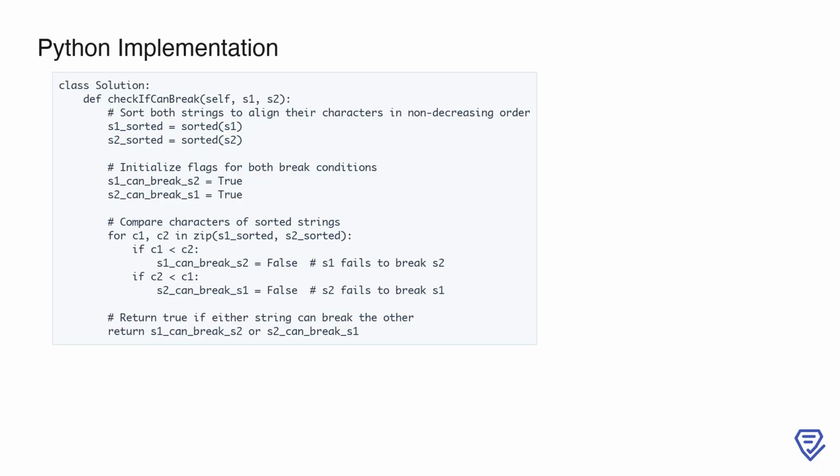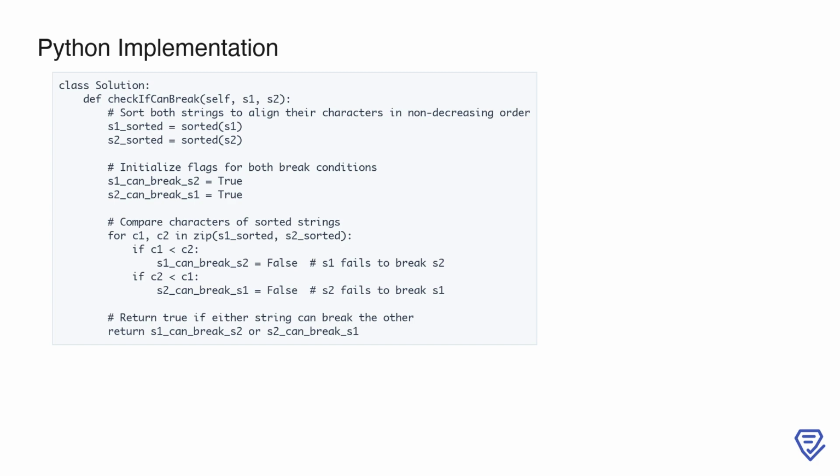A loop iterates through the characters of both sorted strings simultaneously using the zip function. For each pair of characters, if a character from S1 is smaller than the corresponding character in S2, S1 cannot break S2, and the flag s1_can_break_s2 is set to false. Similarly, if a character from S2 is smaller than the corresponding character in S1, S2 cannot break S1, and s2_can_break_s1 is set to false.